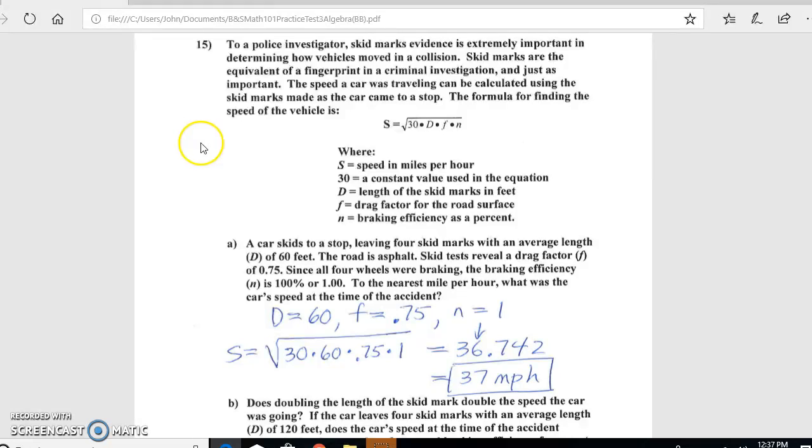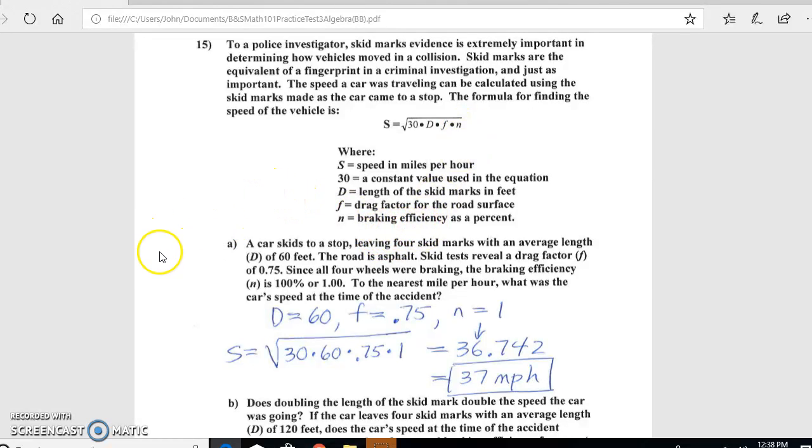The speed a car is traveling can be calculated using the skid marks made as the car came to a stop. The formula for finding the speed of the vehicle is, S is the speed in miles per hour, and then we have the square root, and we have these quantities that we need to multiply together under the square root. We have a constant of 30. We have D, which is the length of the skid marks. We have F, which is called the drag factor. And we have N, which is the braking efficiency.